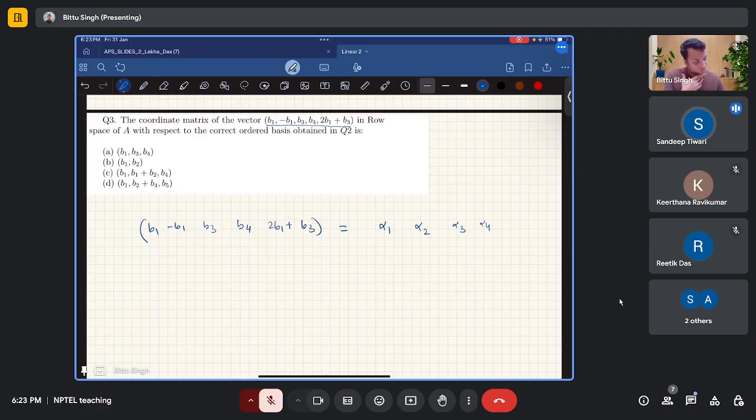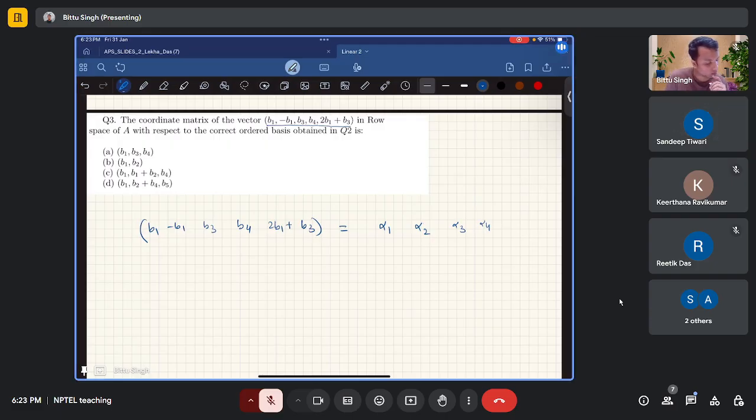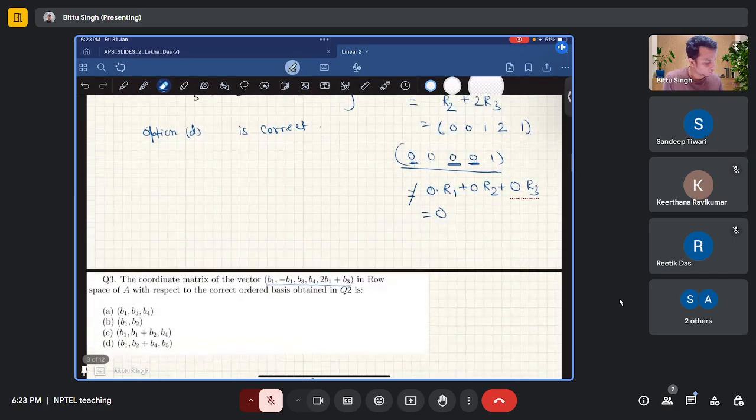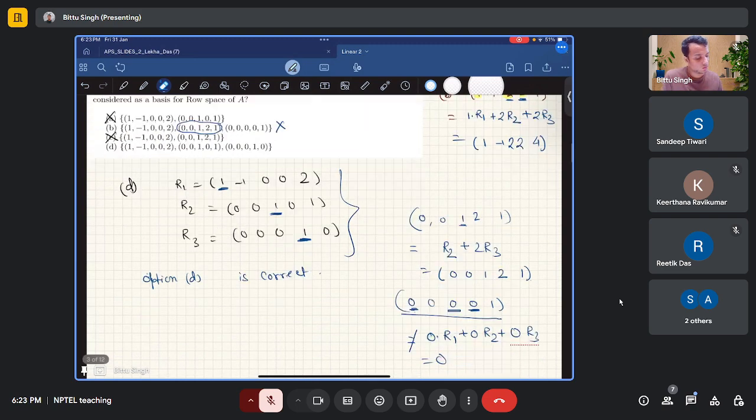So what are B1, B3, B4? Yes, the coordinate of this in row space of A. Okay, so here the basis is actually obtained from Q2. So Q2 is the basis. So here the basis were this 1 minus 1, the last option, right?